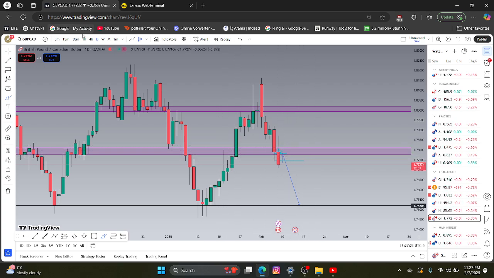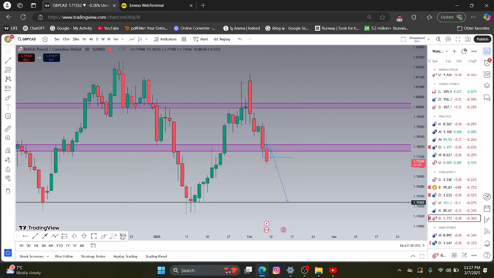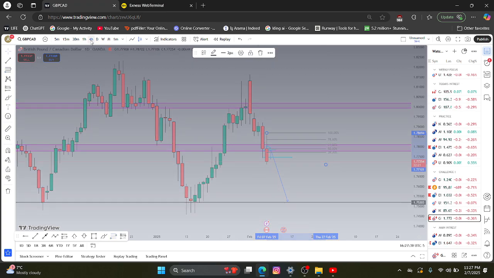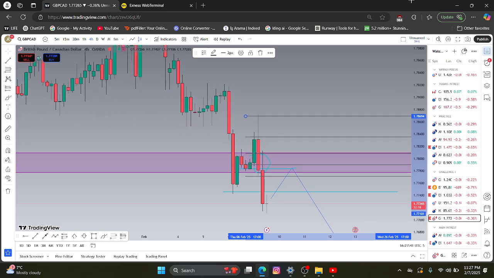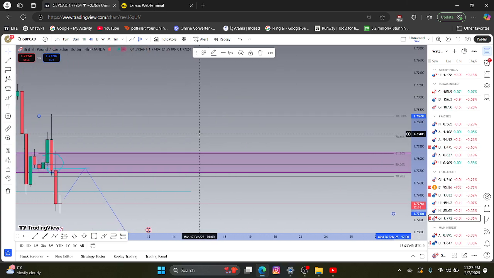Let me put this in. Let me use the Fibonacci again. That's the low, and that's the lower low. You can see the same. Guys, I don't know why we are not making money with these things. It's just our minds. But if you look at it, it's the same level I was saying we're waiting for.